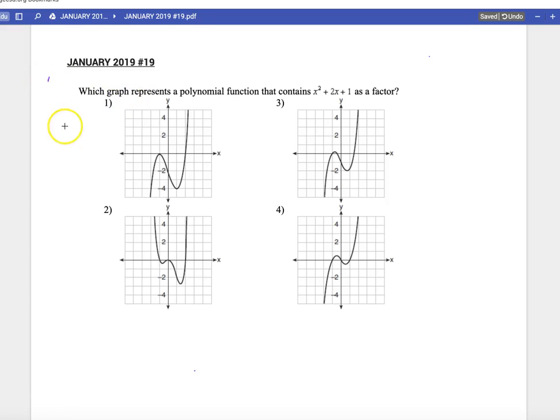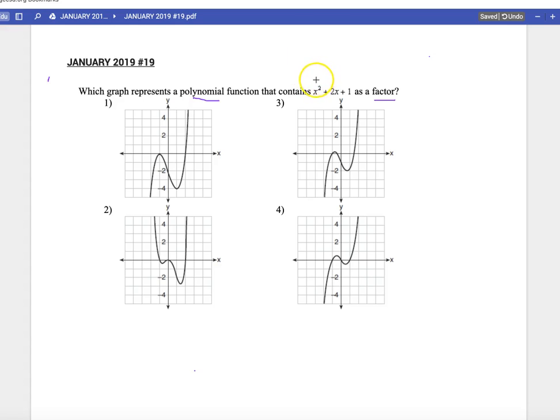Hello, and welcome to my video on the January 2019 Algebra 2 Regents, question number 19. In this question, we're asked which graph represents a polynomial function that contains x squared plus 2x plus 1 as a factor. And we see four different graphs, and we have to choose which graph represents the polynomial function.